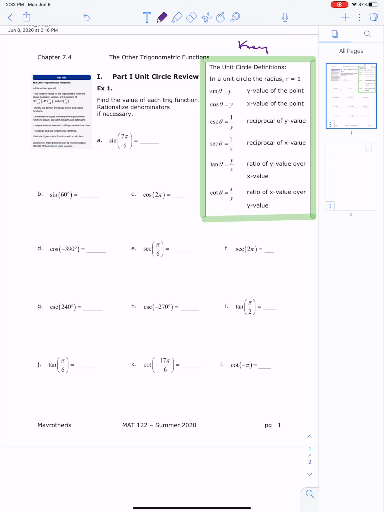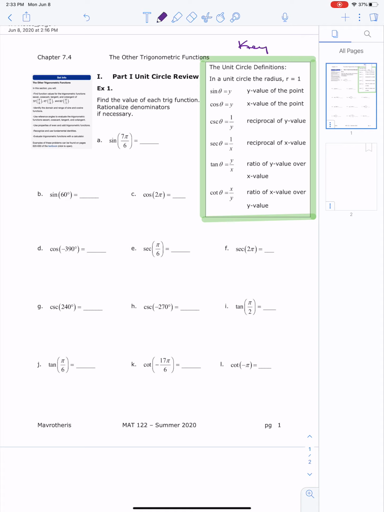Okay, this is chapter 7.4, the other trigonometric functions. We are on page 1, and we are going to pull these values right off of the unit circle. So if you take a look at the box that I've highlighted in green, when we draw angles, we have a place or a point where the terminal side of that angle intersects our unit circle, and that is where our x and y values are coming from.